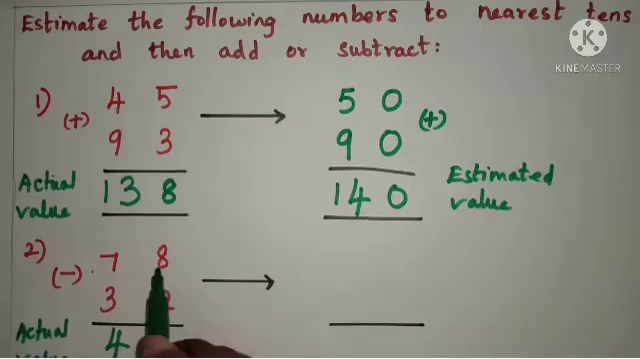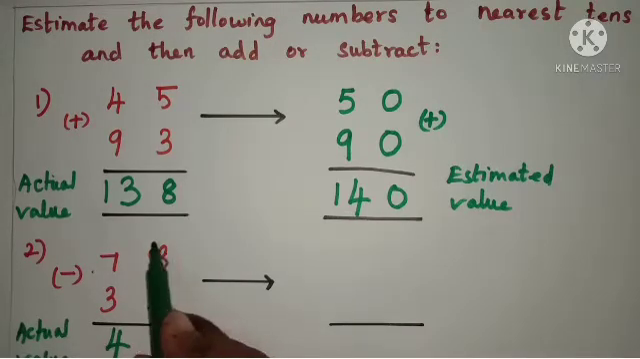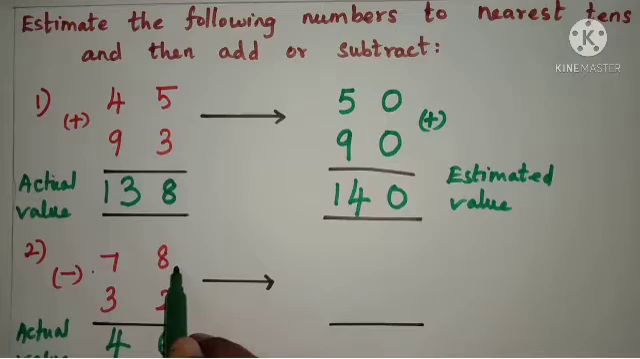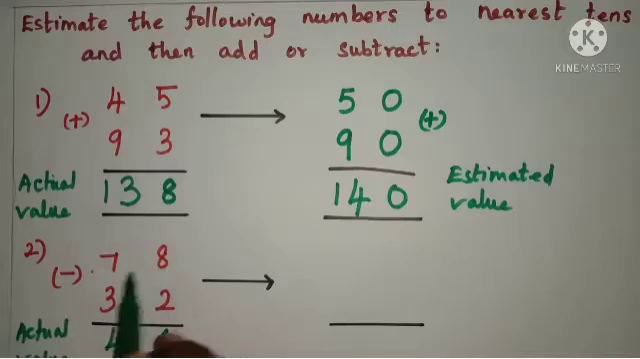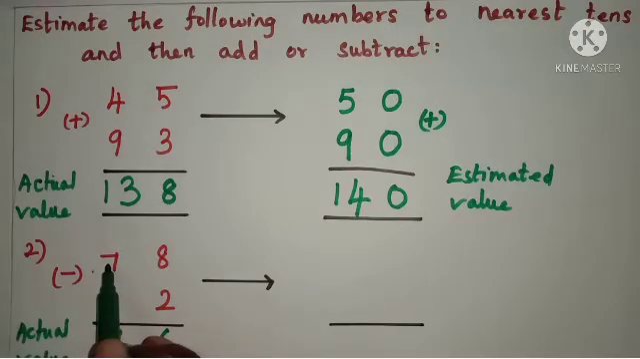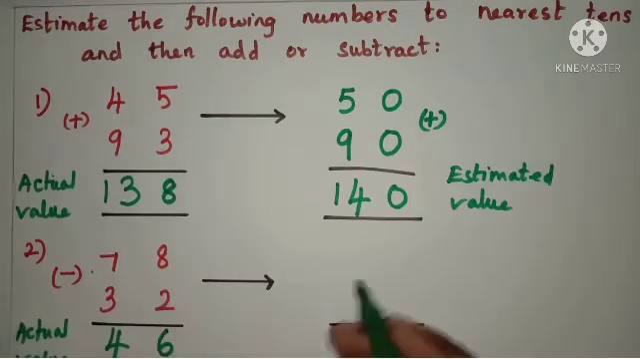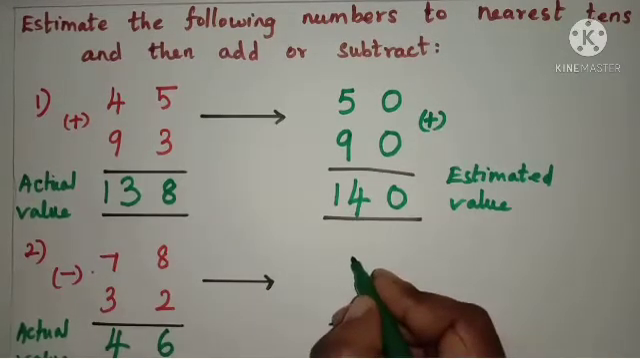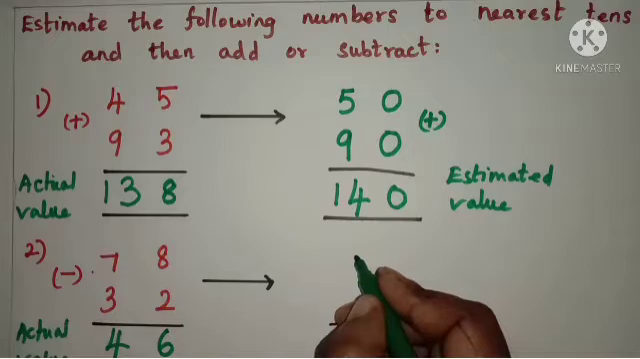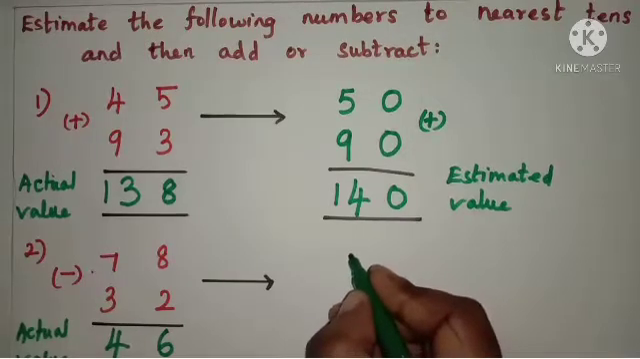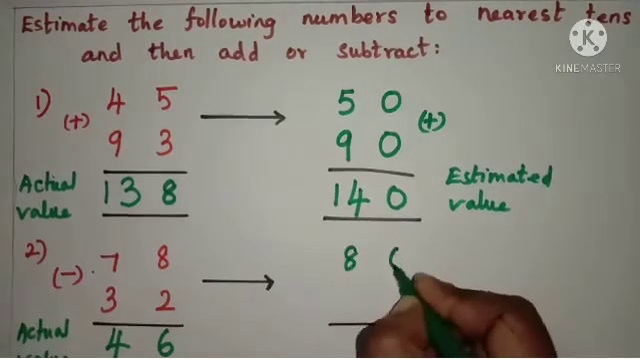To do that, first we have to see the unit digit. Here the unit digit is 8, which is greater than 5. If it is greater than 5, what do we have to do? Yes, we have to add 1 to the previous digit and make the unit digit 0. 78 is estimated to tens and it becomes 80.